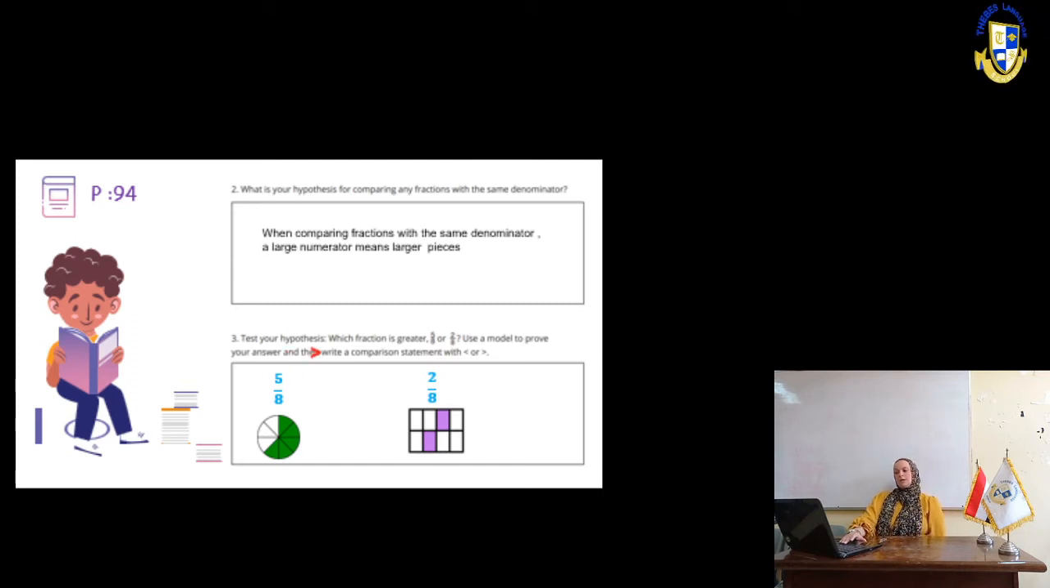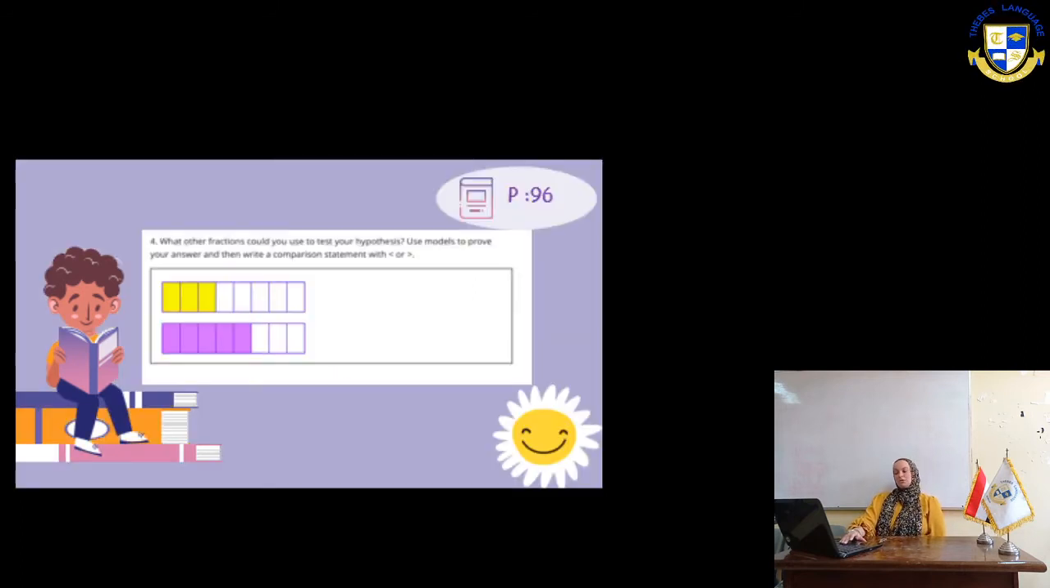Now in the next page, book page 96, what other fraction could you use to test your hypothesis? Use a model to prove your answer and then write a comparison statement with smaller or bigger than. Here we have 2 fraction models. The first one is cut into 8 and the second one is cut into 8. The first one we have 3 shaded parts and the second one we have 5 shaded parts. As you can see, 3/8 is smaller than 5/8.